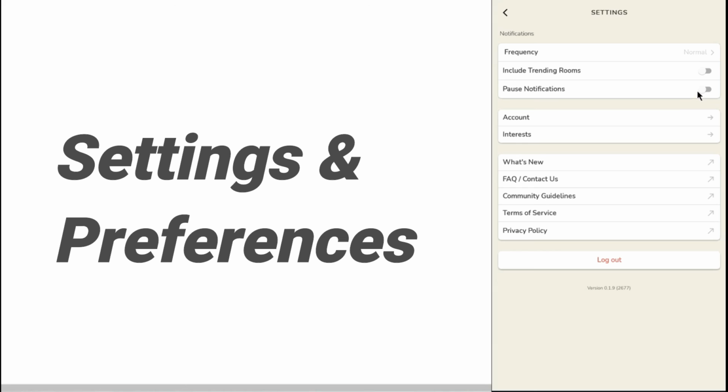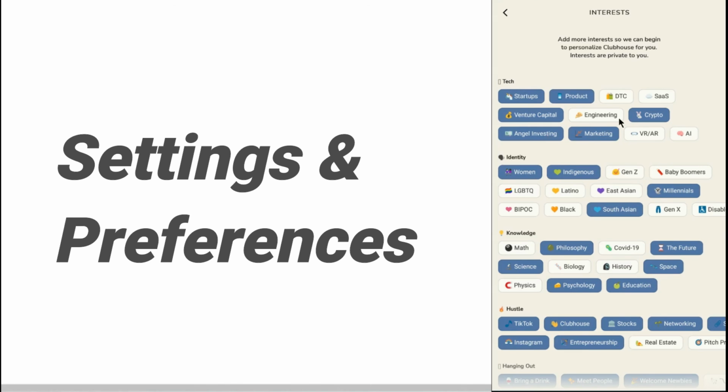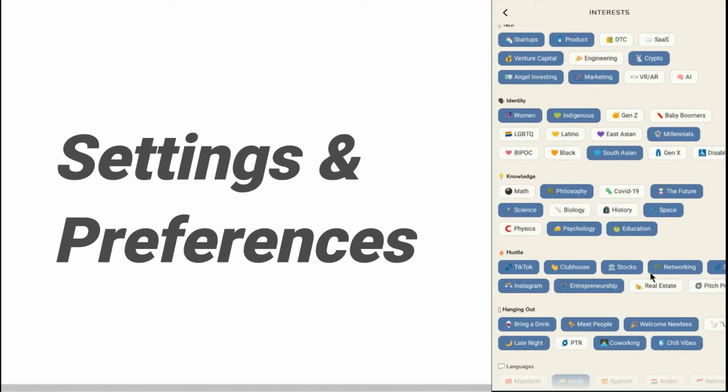Then there is an option called pause notification. If you click on that, you will not get any notification from the Clubhouse application, which is a very good feature. Let's move to the interest option. During the creation of your Clubhouse account, you also chose some interests and behavior. You can simply edit it here. If you click on this, you will get the same kind of option you used before and you can edit it. Clubhouse will automatically recommend rooms according to it. Click back.